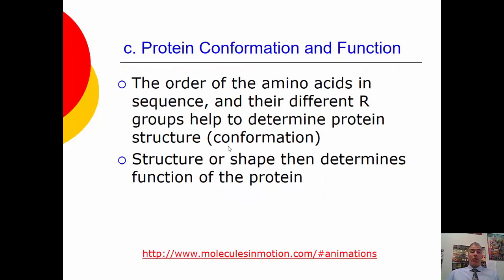So the order of those amino acids, because of that fact, and the different R groups on those amino acids determine the structure of the protein. So the order of the amino acids determines the structure, or as we call it, the conformation, how the protein folds on itself to inevitably give it the structure it needs to do its job. Okay? So the structure will determine the function.